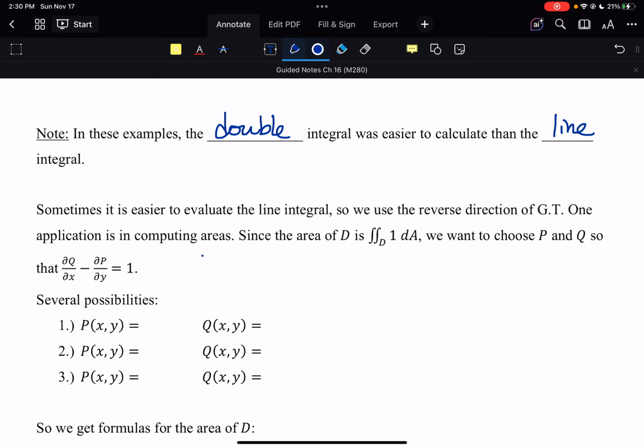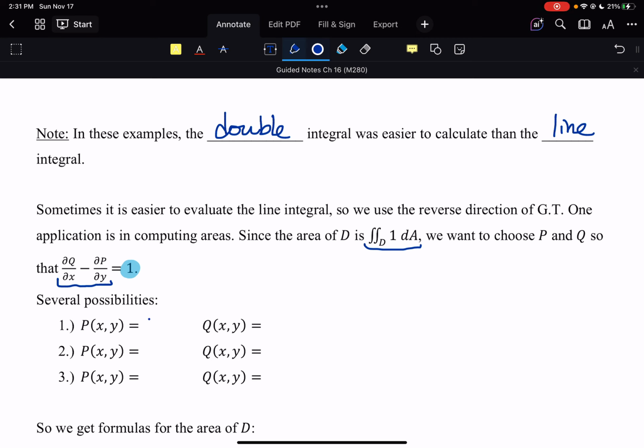One application is in computing areas. Since the area of D can be found using a double integral of 1, that's something we've shown in the past, we want to choose P and Q so that this object inside of Green's theorem becomes a 1. Basically we want to choose P and Q from the line integral so that if we applied Green's theorem, that subtraction of partial derivatives would become a 1. Okay, so if we can pick P and Q to make that happen, that means the line integral will also give us area, just like the double integral would. So we have some possibilities here.